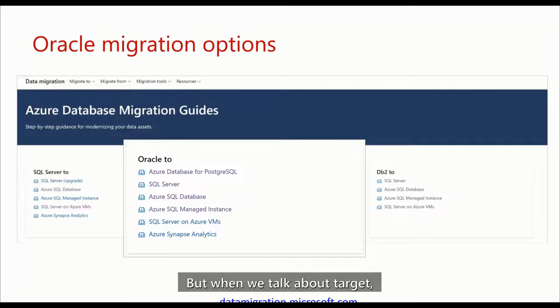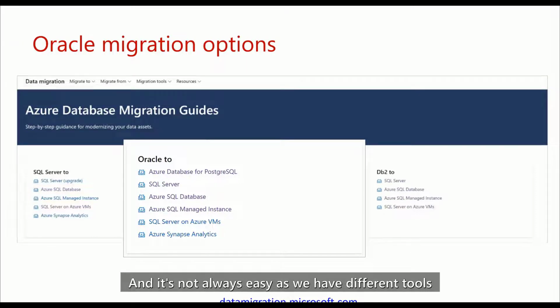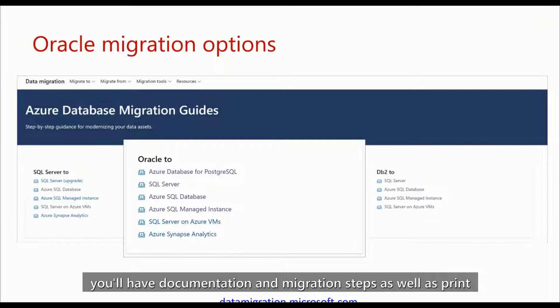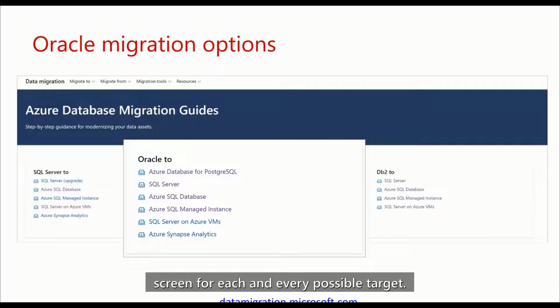But when we talk about target, so we know all of these are the factors that drive our migration out of Oracle, but we also need to know where are we going, what is the target that we are looking at. And it's not always easy, as we have different tools and different steps for each and every target. In order to make everybody's life easier, we've built Azure Database Migration Guides focused on your source. So if you come from Oracle, you will have documentation and migration steps as well as print screen for each and every possible target. Postgres, SQL Server, Azure SQL DB Managed Instance, VM, or Synapse Analytics.